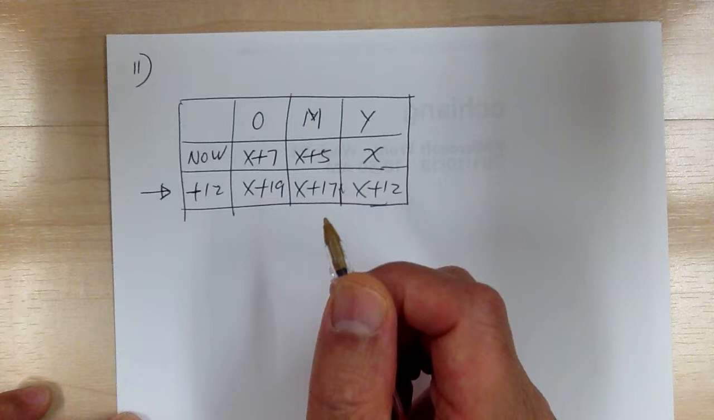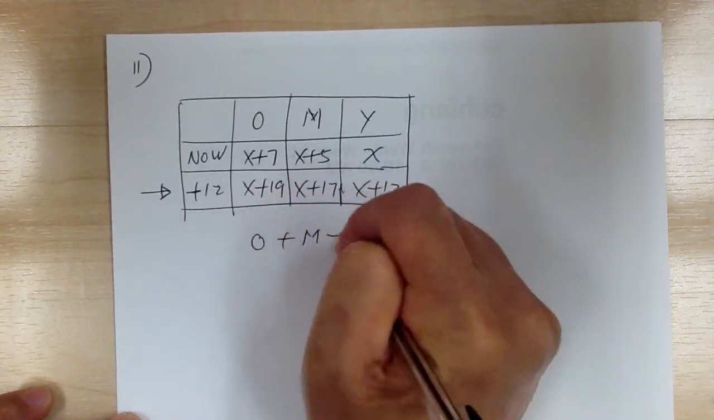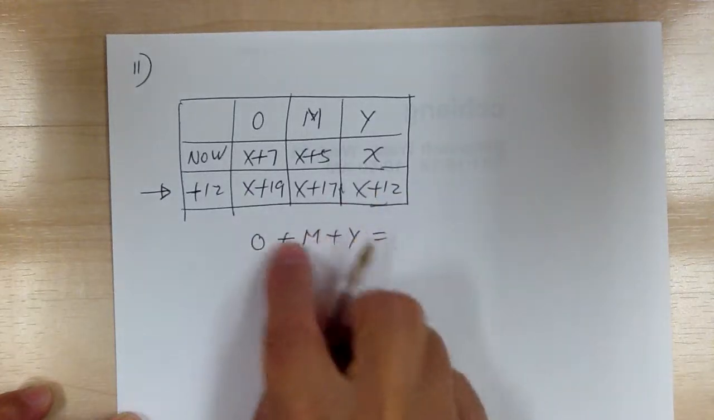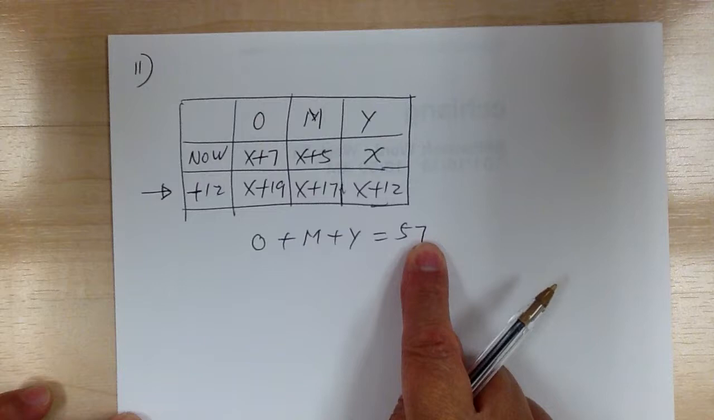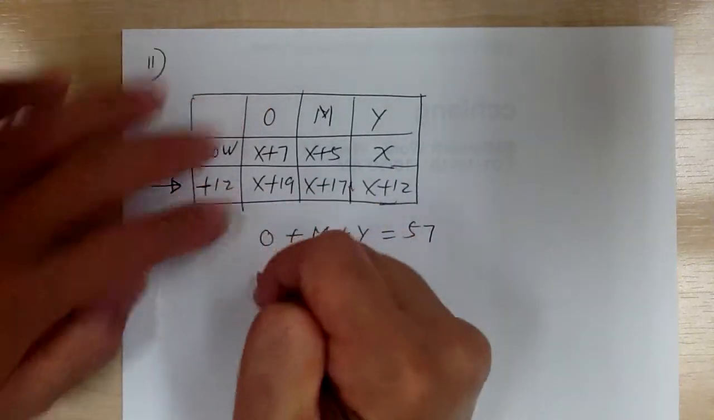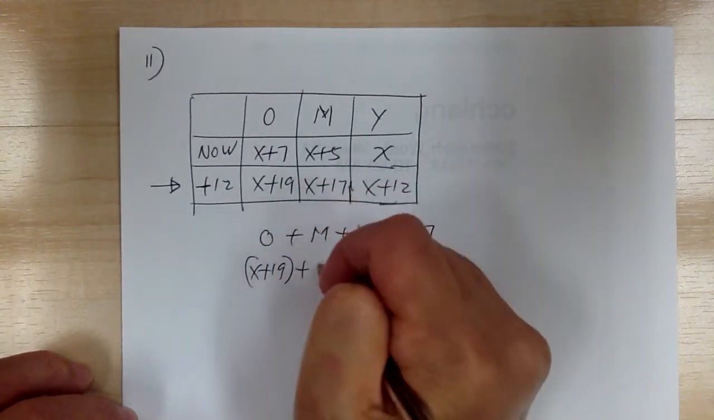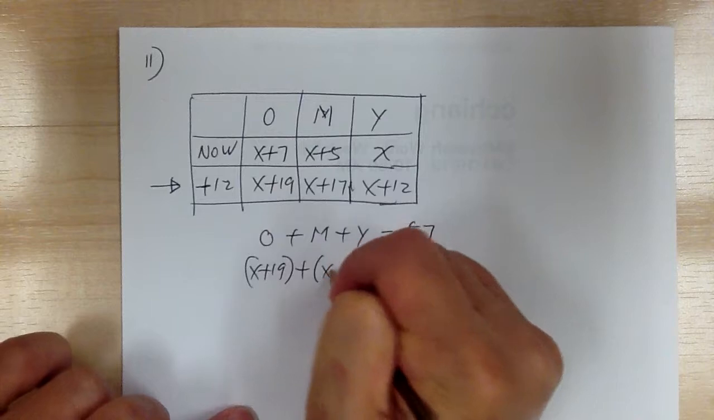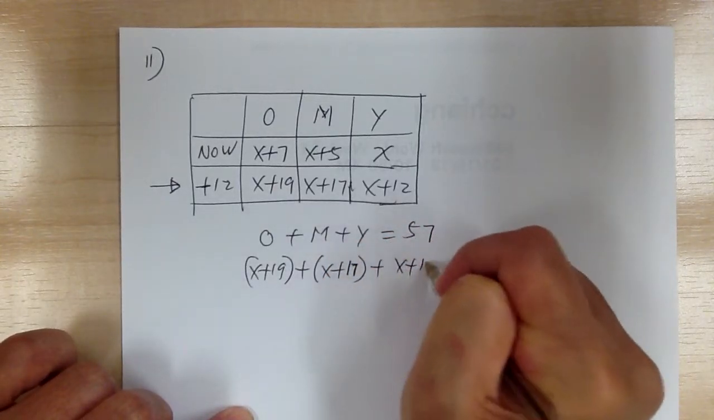It says in 12 years, the children's combined age, that means the oldest plus the middle plus the youngest, right? Their combined age will equal 57. So again, do the translation first, then you worry about substitution. So the oldest is x plus 19. And again, whenever you substitute, put in parentheses. The middle child is x plus 17. And the youngest is x plus 12.